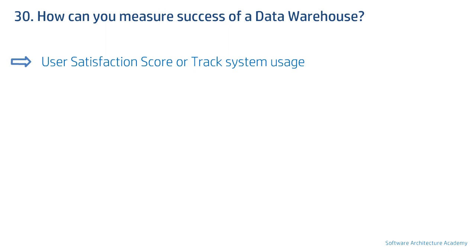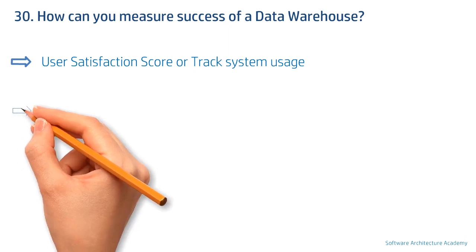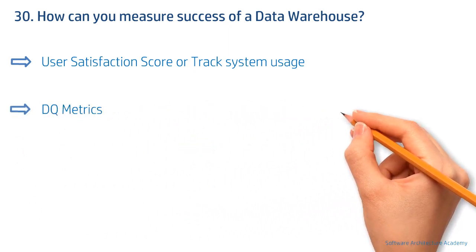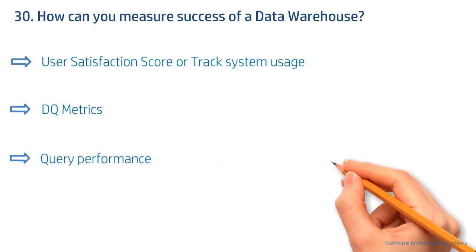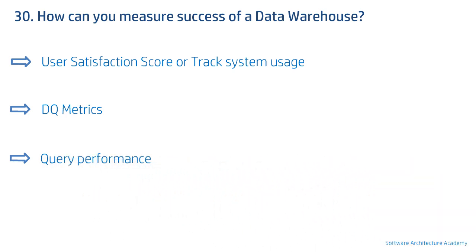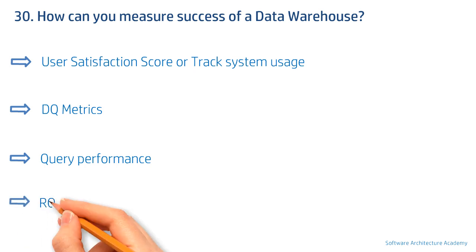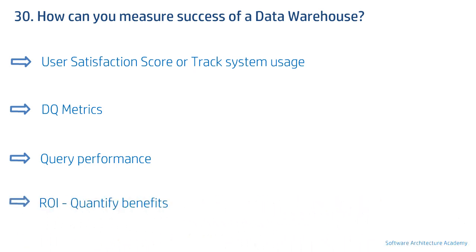Try to quantify it if possible. Next is the quality of data. Establish a data quality metric to track your bad data. The primary usage of a data warehouse is user queries. The query response time can also be a factor in determining if the data warehouse is indeed achieving its purpose. And finally, try to have a predetermined return on investment methodology during the design phase.